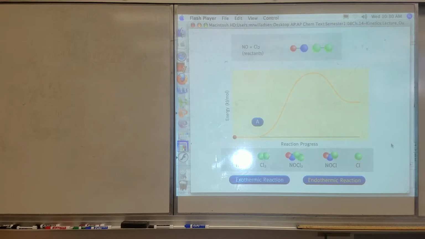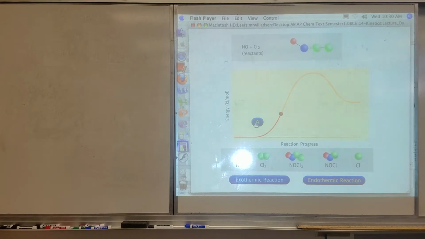So you can anticipate what's going to happen. There's going to be a bond that has to form between the chlorine, and it's going to combine with the nitrogen monoxide. So there has to be a breaking of these bonds and then a formation of those bonds. But in so doing, you're forming this high energy activated complex, which is responsible for the activation energy.